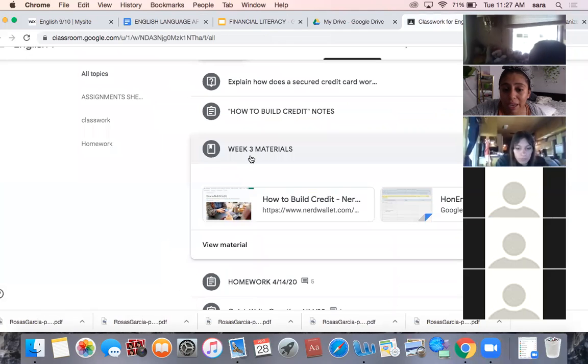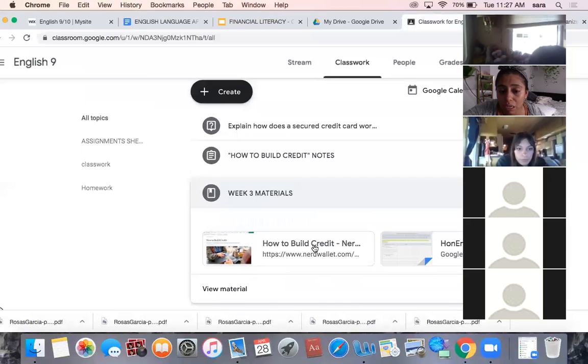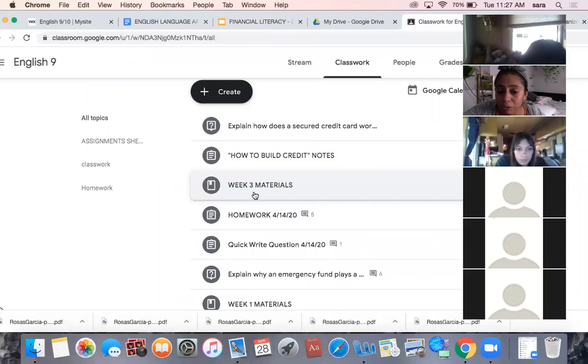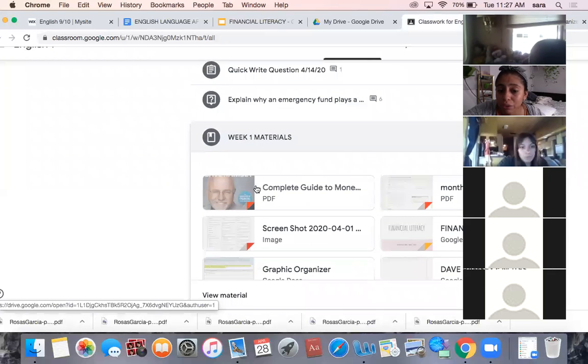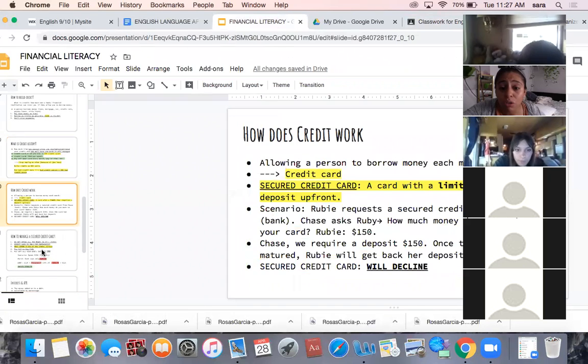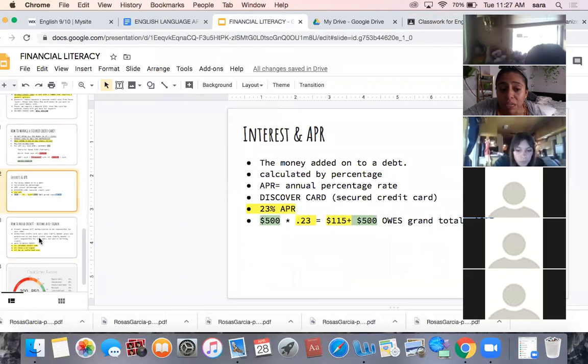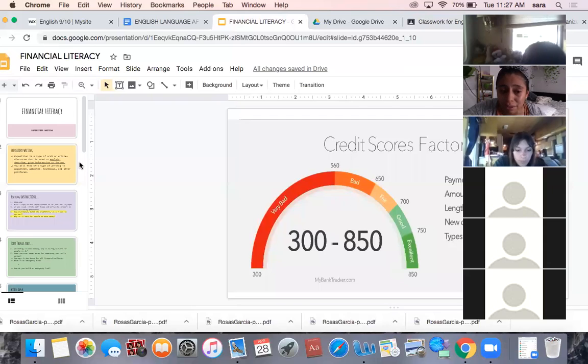Okay, once again, both the reading and the graphic organizer are under week 3 materials. Dave Ramsey's reading is under week 1 materials. You can see it right there. In week 1 materials, you also have that PowerPoint that I'm working with, where you can go back to the notes. You can also use the notes because I'm taking stuff from the reading to teach you guys, so you can take stuff from the notes and put it in your analysis.